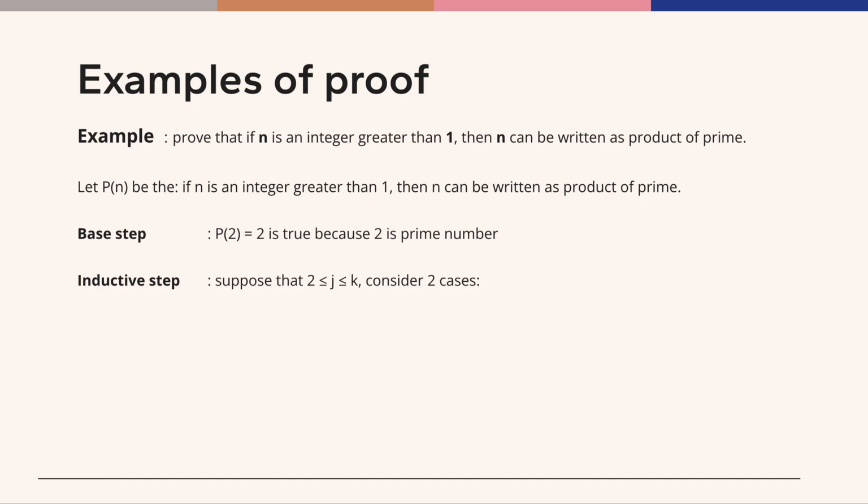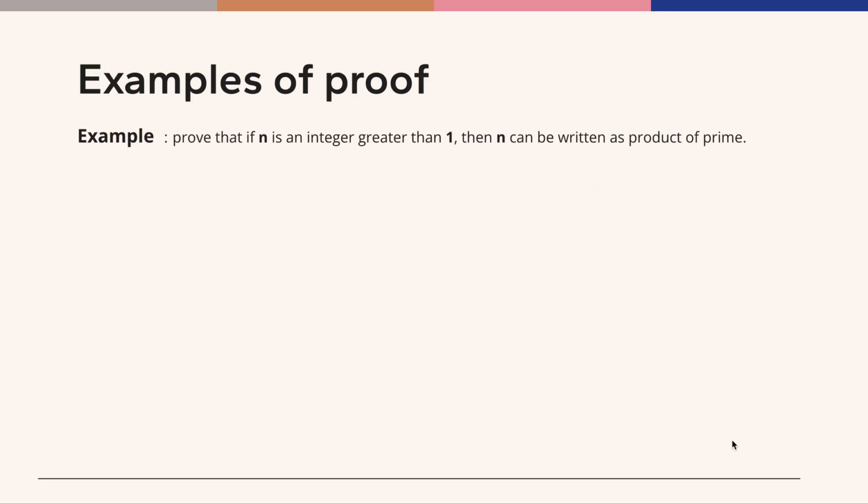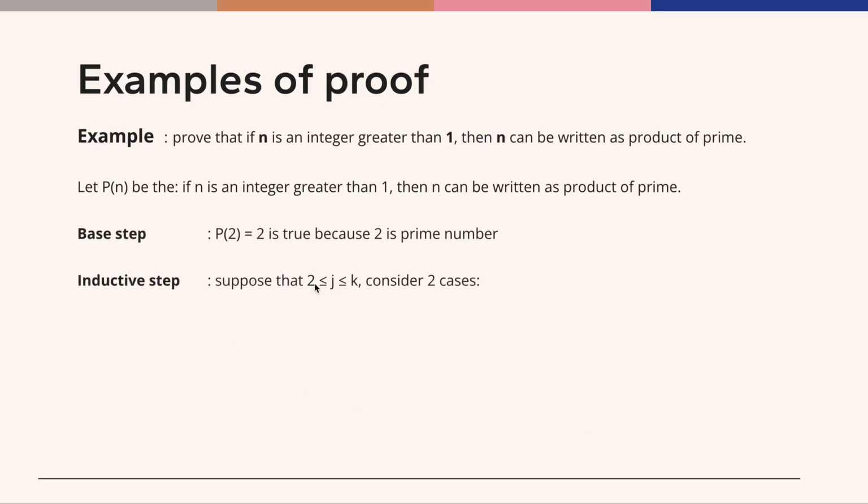in the strong induction case that I told you earlier, we have to assume that all of P(1), P(2) until P(k) are true in order to prove P(k+1). That's why in this case, our range is 2 ≤ j ≤ k, because of that case that we talked about earlier. And we can consider two cases, but why two cases? Okay, so for the first case, we consider k+1 is already a prime number, which is already true.